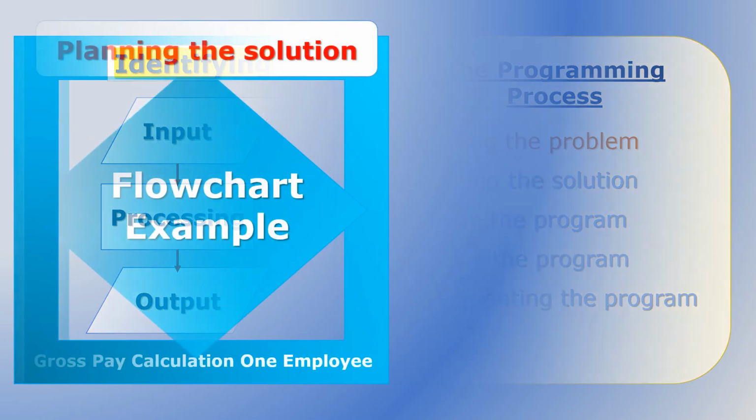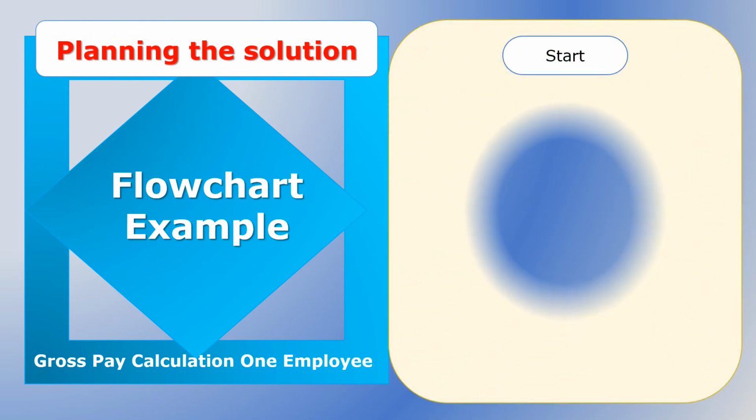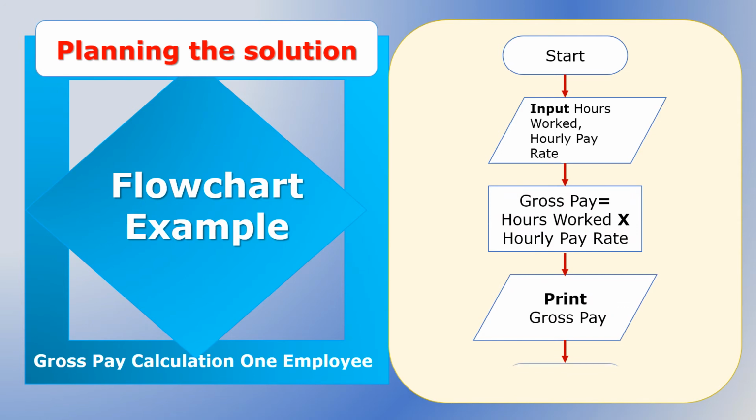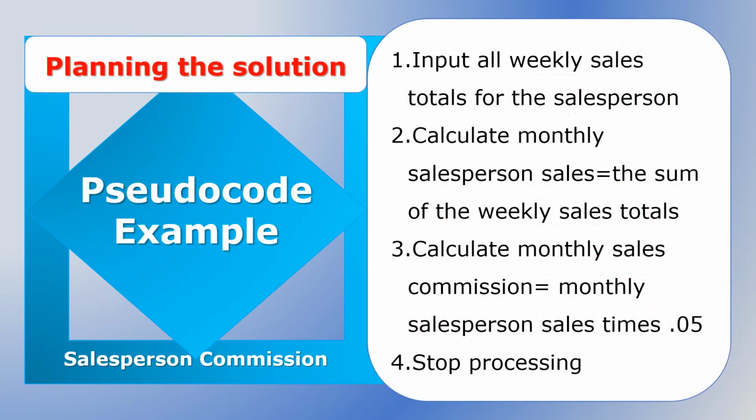Next, planning the solution. Two common ways of planning the solution to a problem are to draw a flowchart and to write pseudocode. These represent a step-by-step solution to the problem.